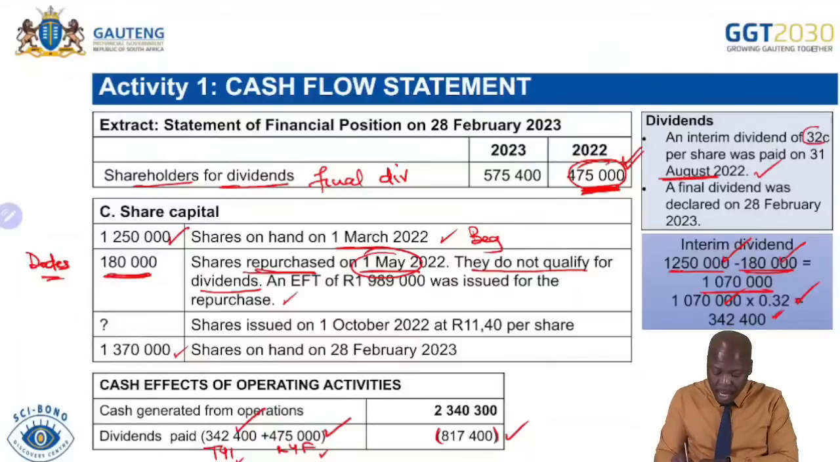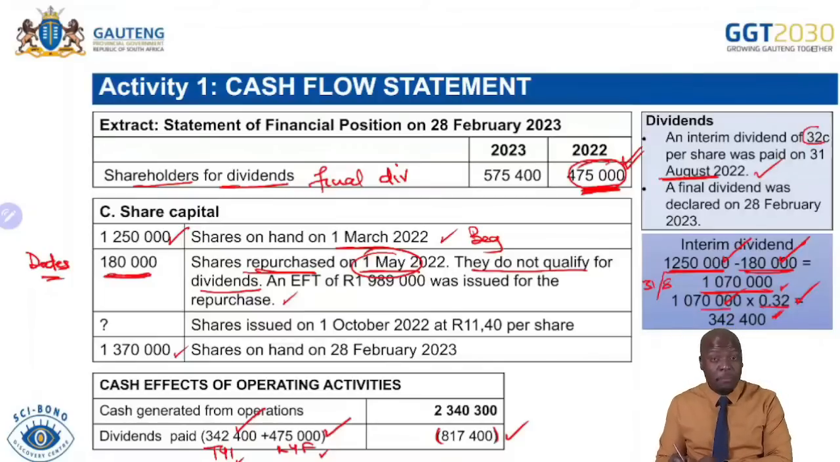So you have to say your 1,250,000 minus the shares repurchased to see how many shares you are having on the 31st of August when the interim dividend is being paid. And you can see in our calculation that we only had 1,070,000. So that is what you then use when you multiply by 32 cents, the number of shares that will be in issue. All right, follow the instructions of the examiner.